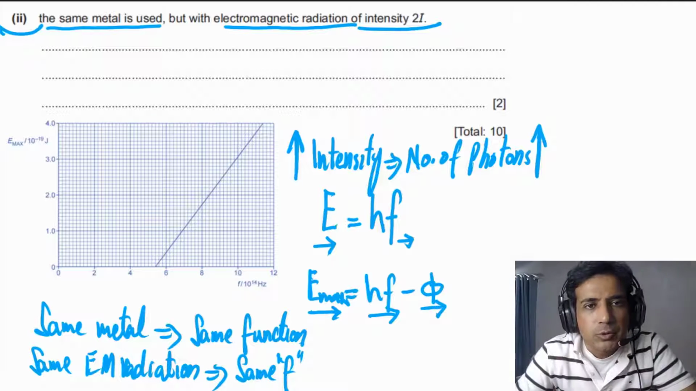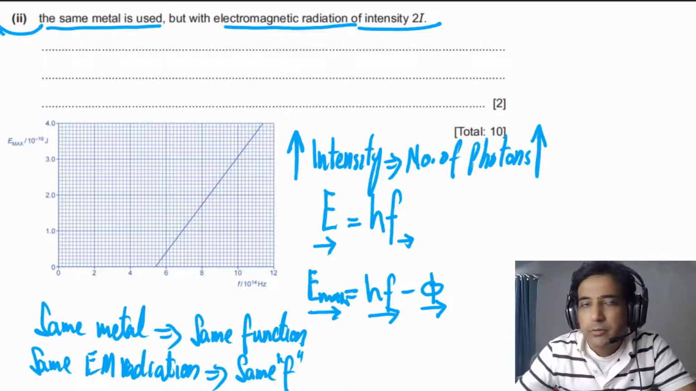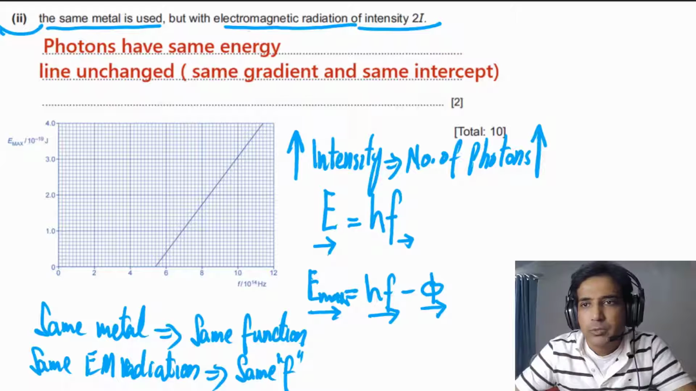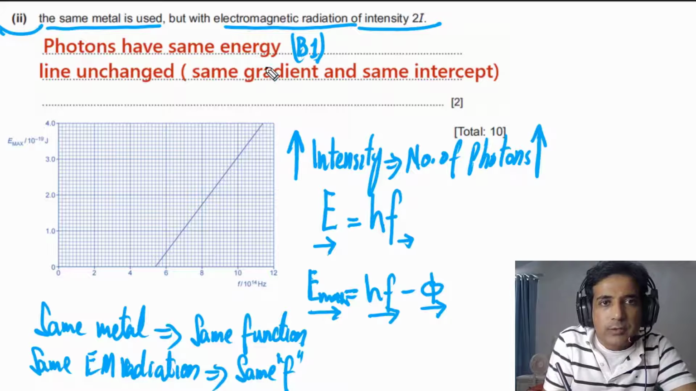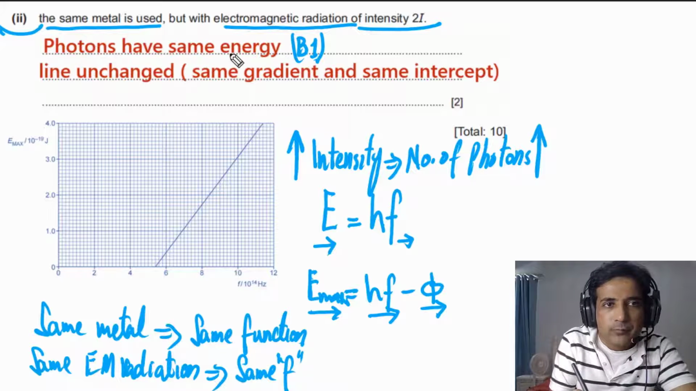Now let me show you how you can write down your answer. In your final answer, you have to mention these 2 points, and this is how you can write your answer. If you have mentioned these 2 points, you will get 2 marks. The first mark is a B mark if you have written photons have the same energy, and the second mark is also a B mark if you have written line unchanged.